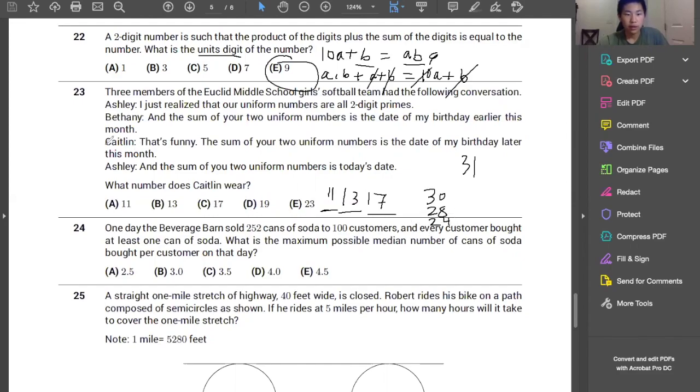And Caitlin, we want to know what her number is. Well, she says that the sum of the other two people's uniform numbers is the date of her birthday later this month. And because one of the people has today's date, one of the people has an earlier date, Caitlin must have seen two numbers that add up to 30. That's the only one that could be later. 28 has to be today, and 24 has to be earlier. So if Caitlin sees 30, which was the 13 and the 17, she must be wearing the 11.